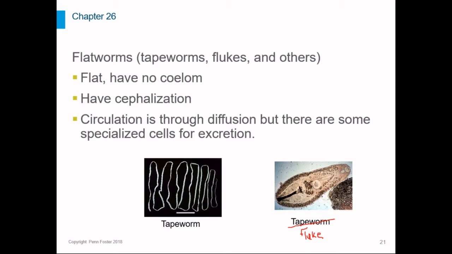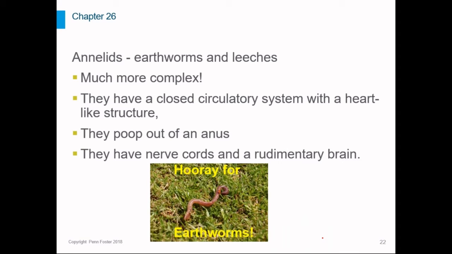So you notice different things about these are getting more and more developed as we go. And that's going to lead us to annelids. Annelids are earthworms and leeches, and they are much more complex. They have a closed circulatory system with a heart-like structure. They even poop out of an anus, and they have nerve cords with a rudimentary brain.